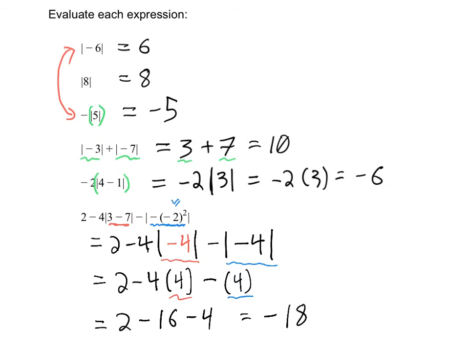In some instances, we had to further do other operations first, so we just use the order of operations within those absolute value bars, and we just eventually simplify those absolute value expressions and then get an answer for our final expression.